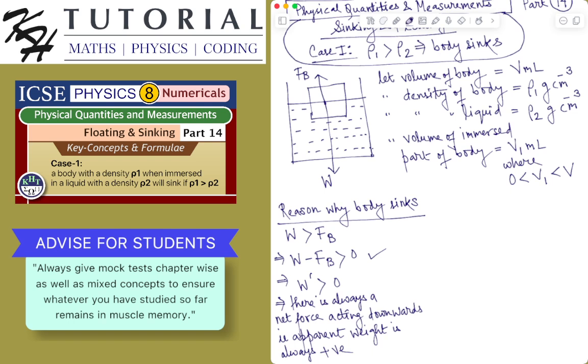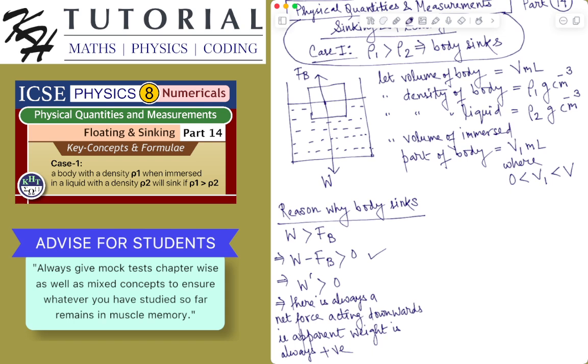Now, if the apparent weight of the body in the liquid is greater than 0, obviously that weight will tend to sink the body more towards the bottom of the liquid, and finally it will sink completely. So this is the basic reason why the body will sink.